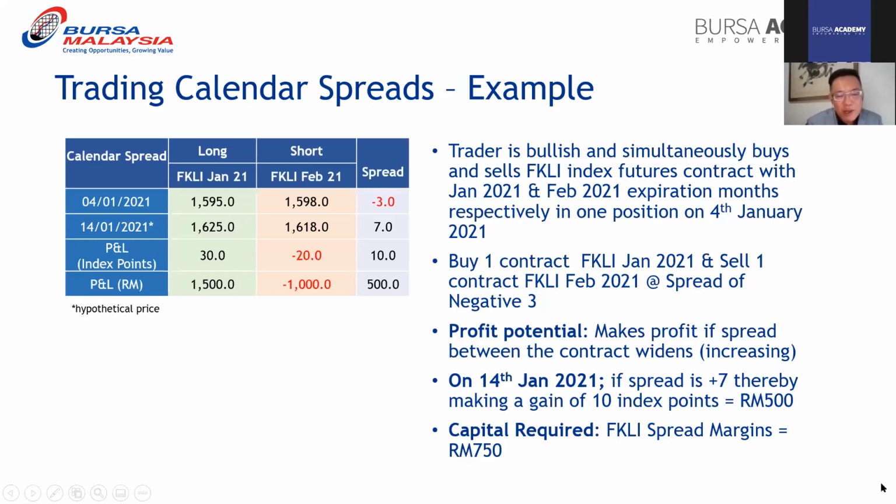Okay, just now we already spoke about that, 700 ringgit per pair. Right at the bottom here, you can see FKLI spread margins is 750. Now you made 500 ringgit with a capital required for this spread of 700 ringgit. So if you look at the returns in terms of the capital you put out, it's extremely, extremely decent. You basically take less risk in terms of absolute movement, but the returns can be just as lucrative.